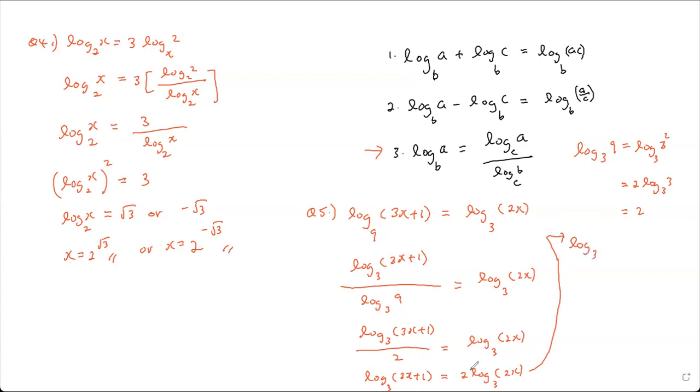I can move this constant multiple to become the power of 2x. So it's 3x plus 1, and if I bring this 2 up, it will be the square of 2x. 2x squared is 4x squared. So 3x plus 1 has to be equal to 4x squared. Now we have another quadratic equation to solve. Let's try to do it.